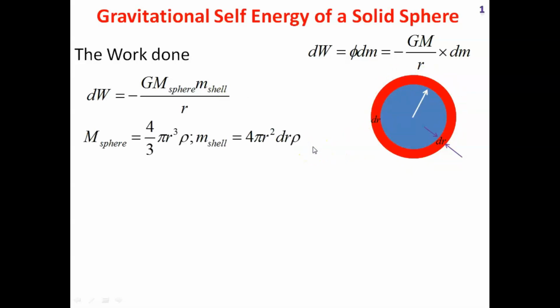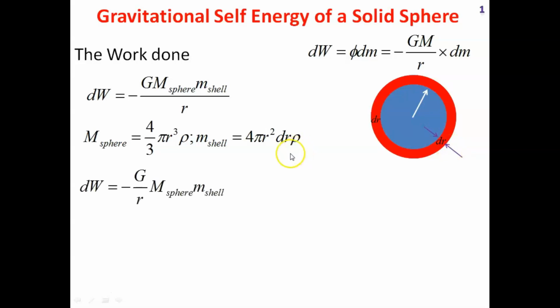Now M sphere is equal to 4 by 3 pi r cube into rho. So 4 by 3 pi r cube is the volume of the sphere of radius r, and rho is the density, which is a constant quantity we are considering in all our discussions. Whereas m shell, mass of the shell, is 4 pi r square, that is the radius of the inner sphere at the red boundary, multiplied by dr, thickness of the shell, multiplied by rho.